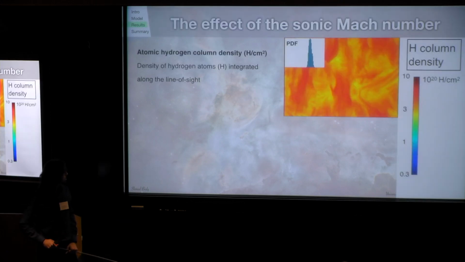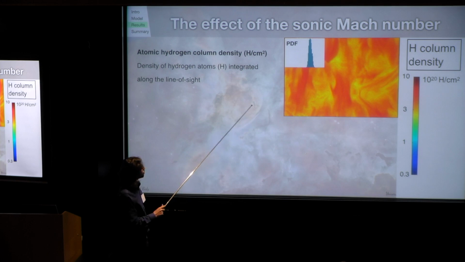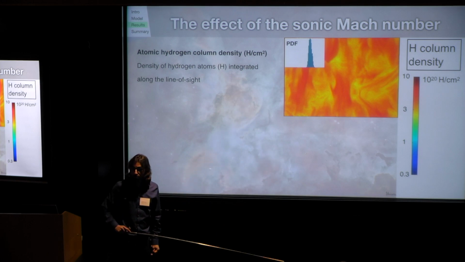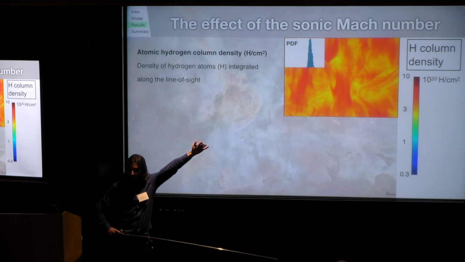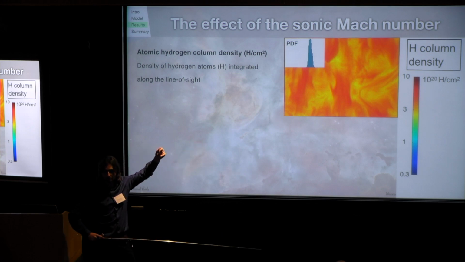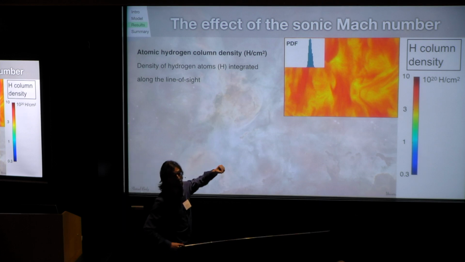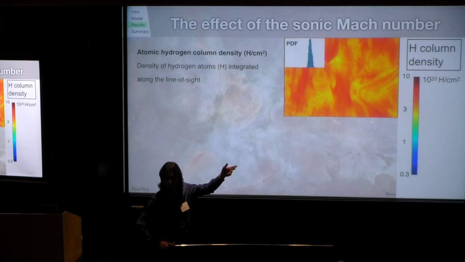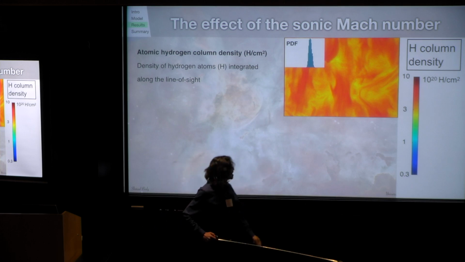Okay, so here I show an example of what you get for H I, the atomic hydrogen. Again, we take the box, we integrate along one axis, we get the H I column density, that's the number of atomic hydrogen per centimeter squared, or maybe I should say inch squared, in the US. I don't know.